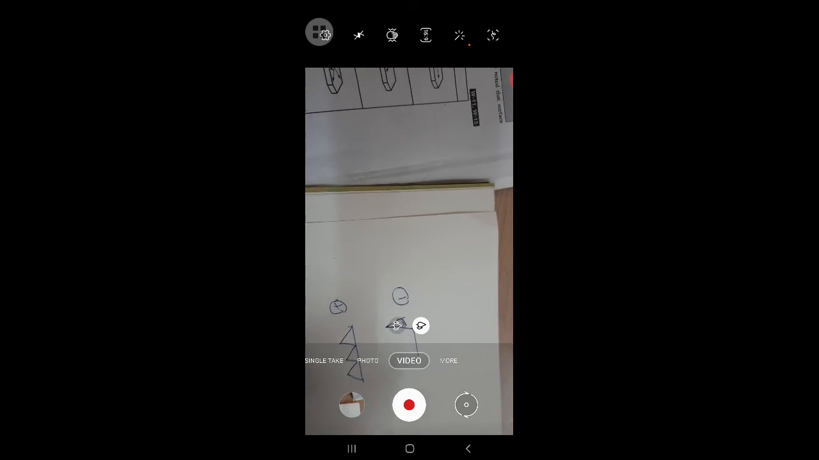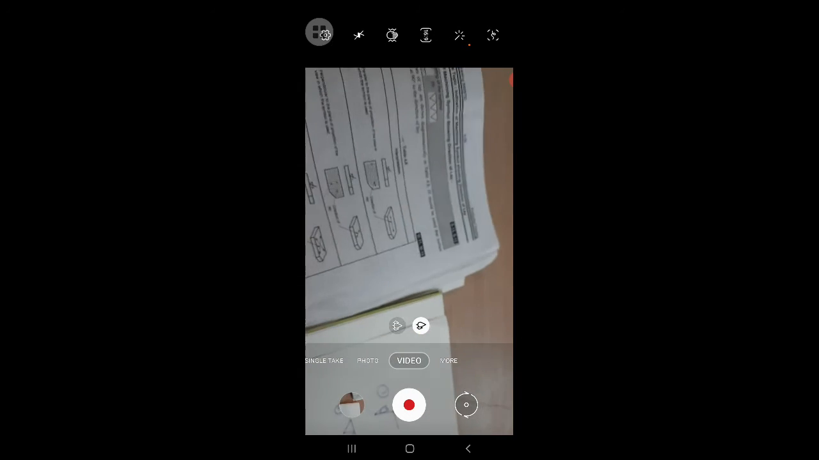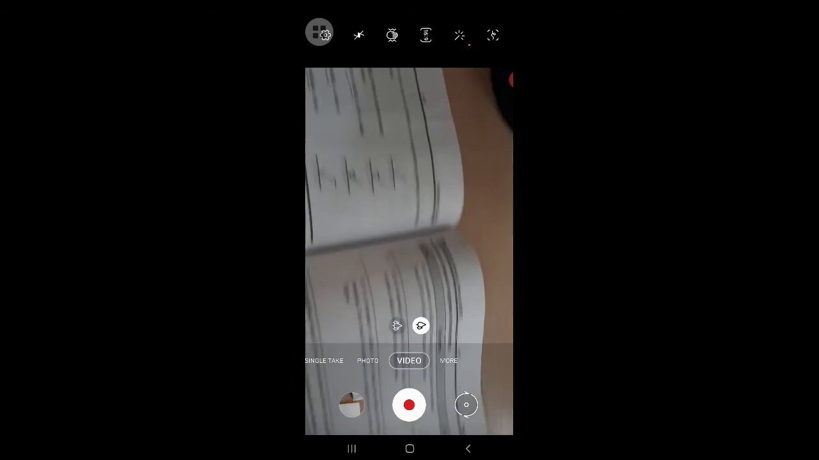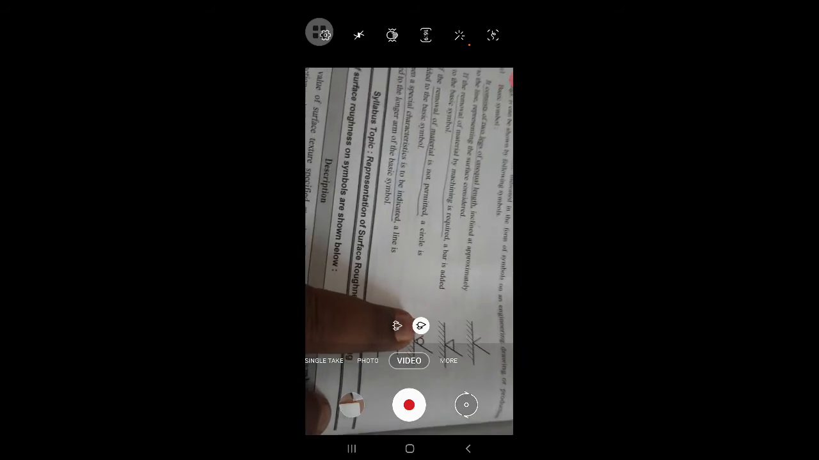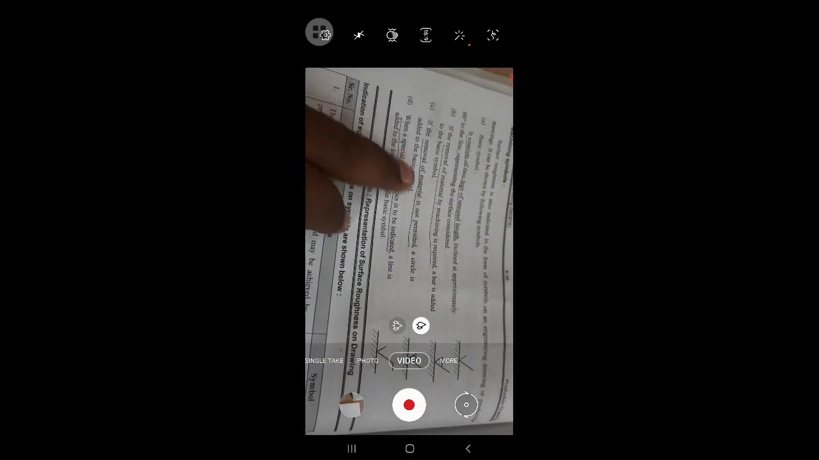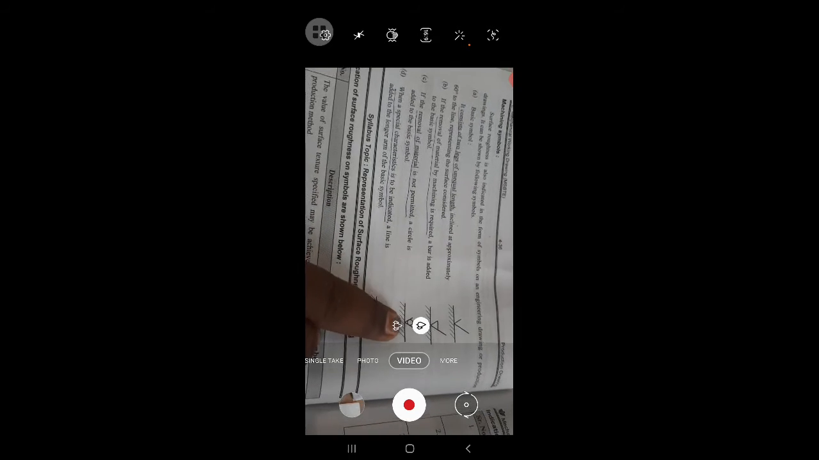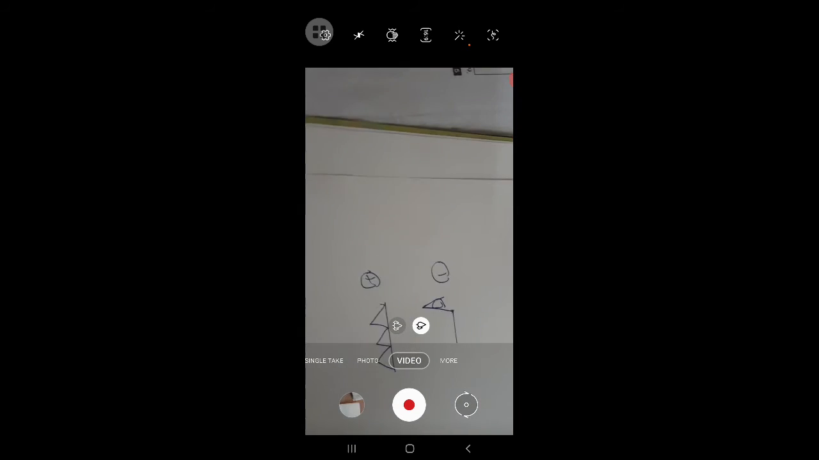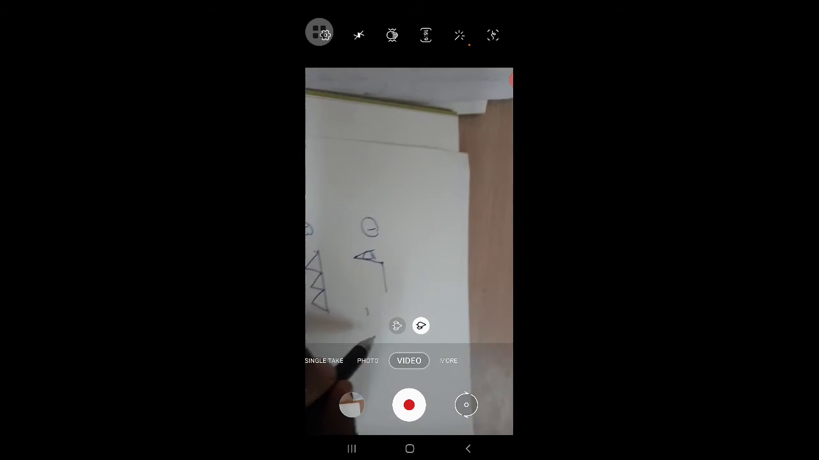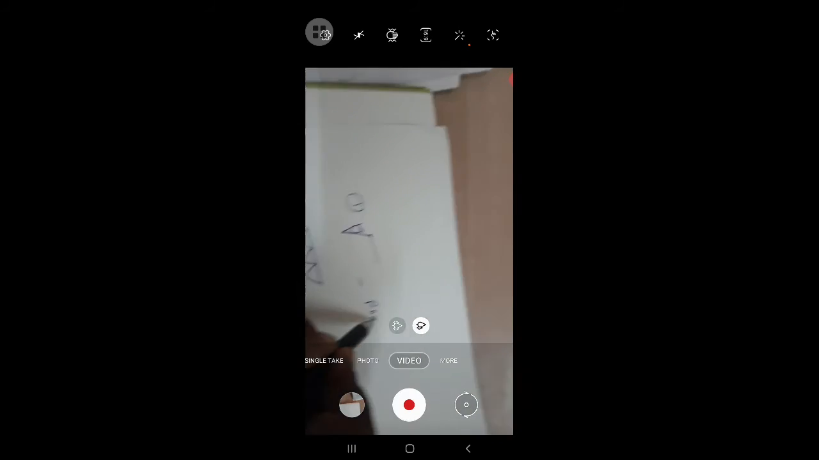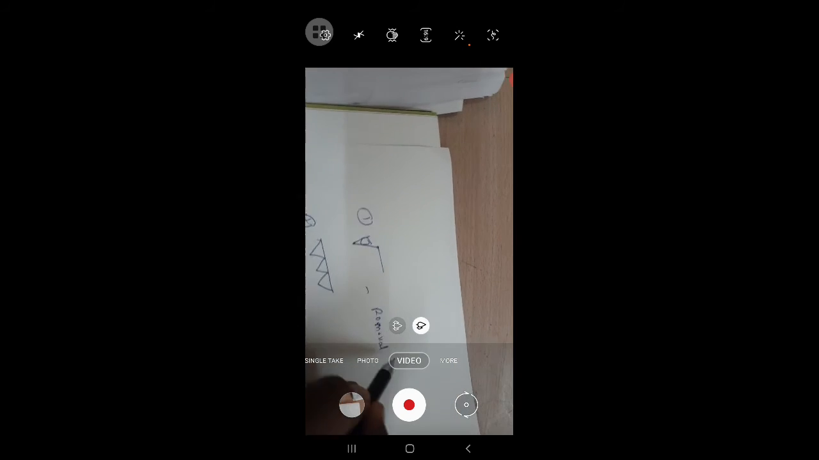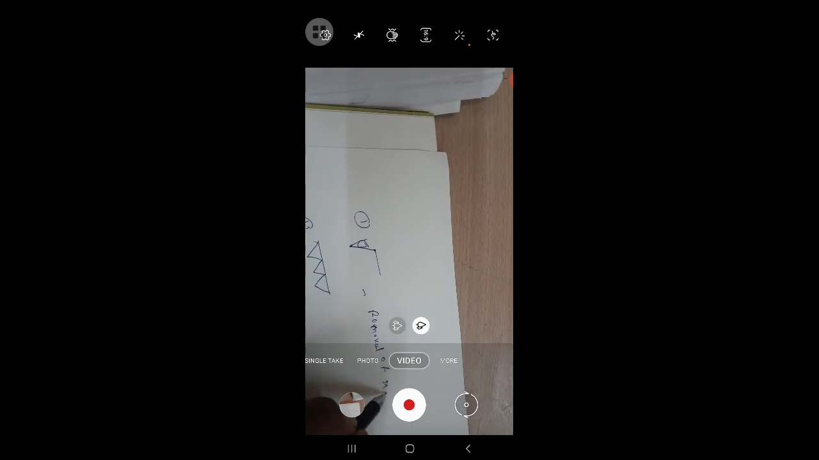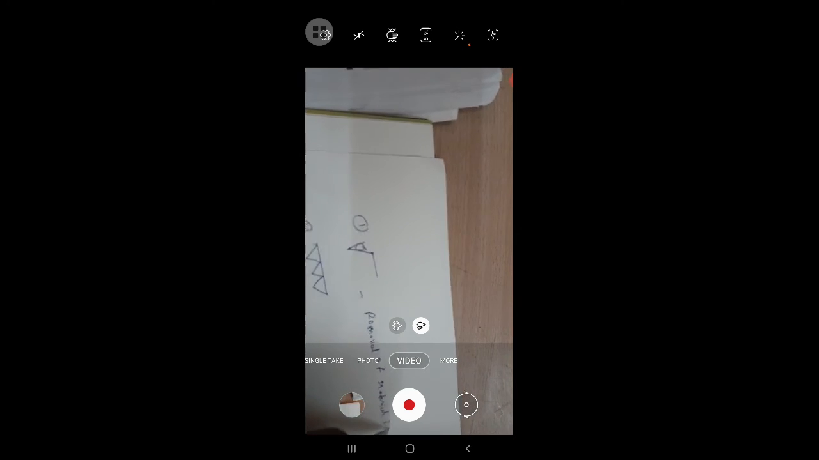So the answer for the first symbol: that is a symbol meaning removal of material is not permitted. That is the answer. And the second, the answer is removal of material is not permitted.